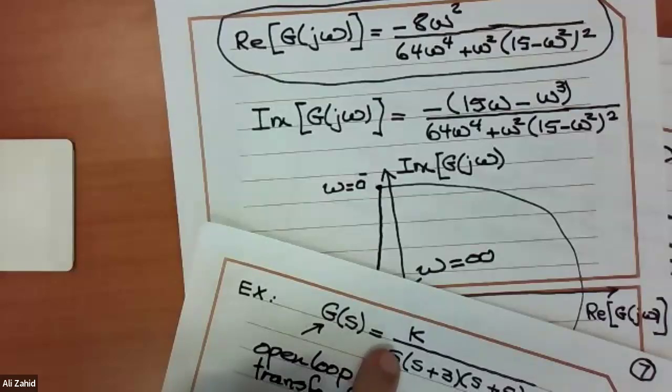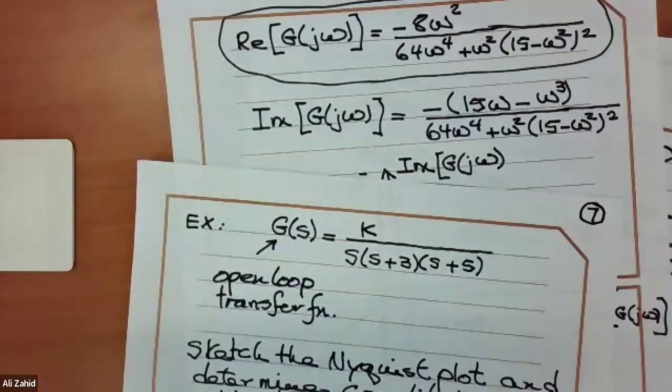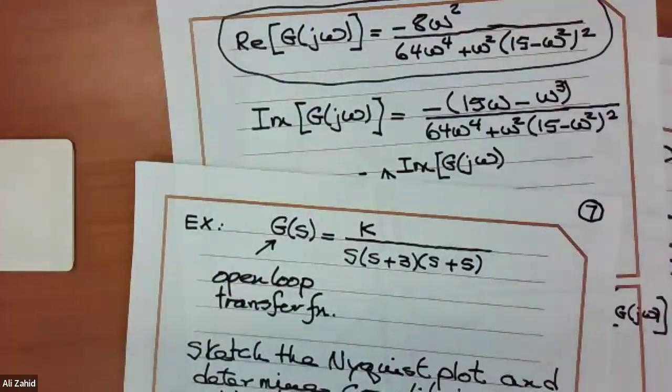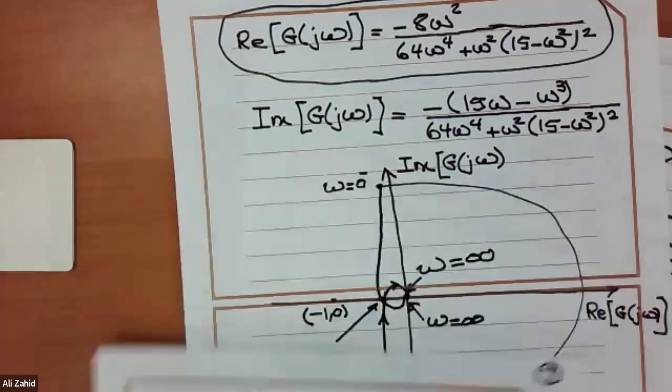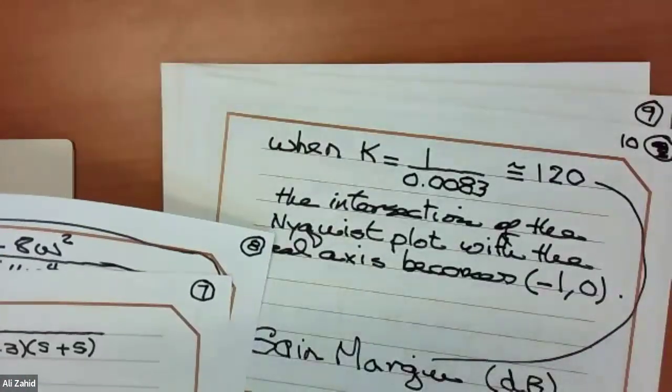So let me ask a question. Suppose I don't have S here. What is the maximum phase you can get? Minus 180. Why? Because it will become a second order system. It cannot go less than minus 180. Right. Did you get it? Yeah.